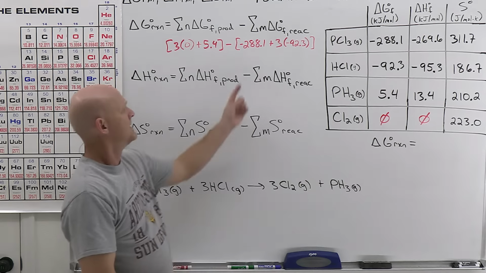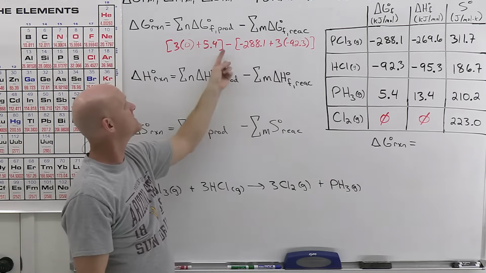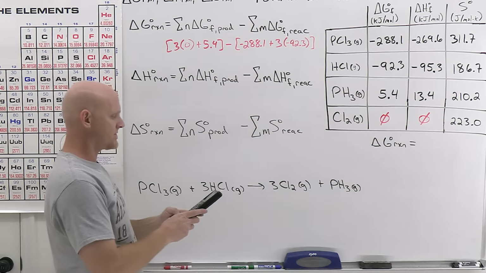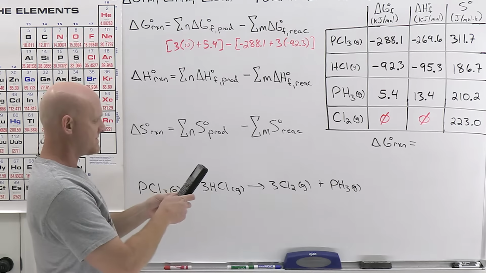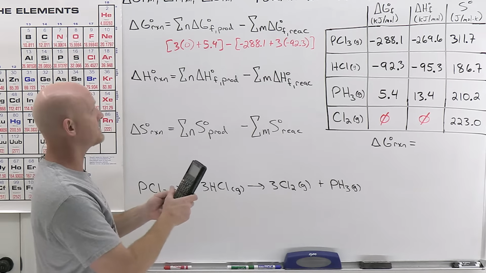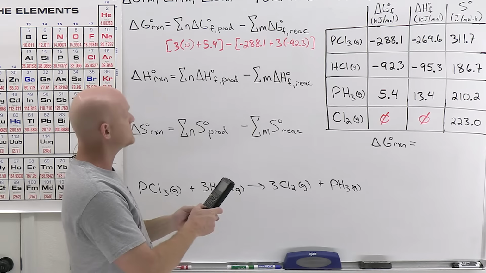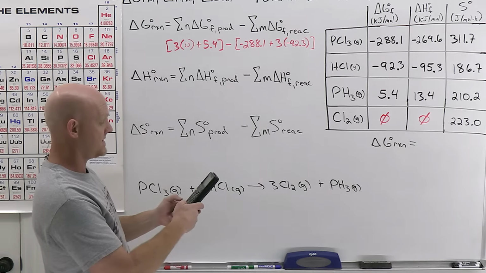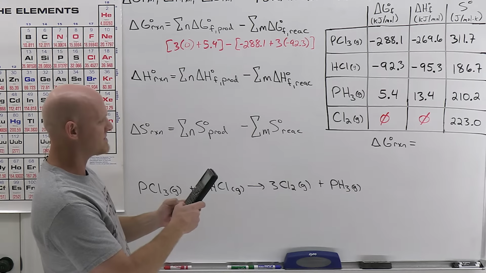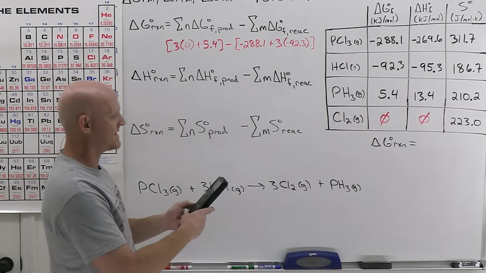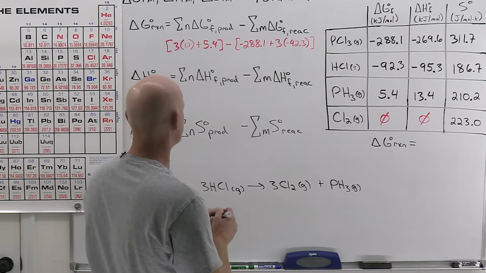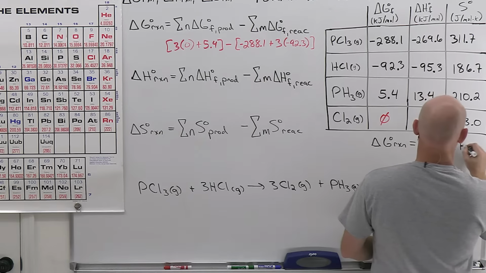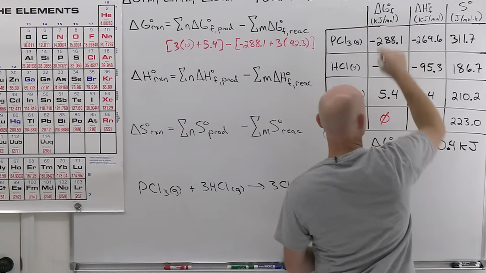Cool. One thing to note, a lot of times students will sum this up and get a negative number, and then when you subtract a negative number, you end up adding. Be careful on your signs. Let your calculator do the work for you here. So 3 times 0 is 0, so 5.4 minus, and then I'll put a big fat parentheses right there, negative 288.1 plus 3 times negative 92.3, and I'll end my parentheses, and we're going to get 570.4, and that's a positive number. And that is going to be in kilojoules.